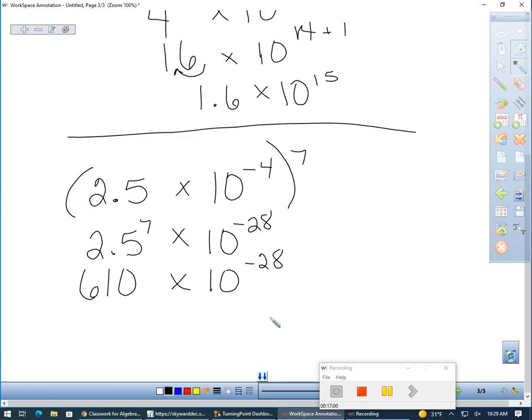All right. Is 610 between 1 and 10? Okay. So the decimal starts here. We move it over 1. We move it over 2. So we get 6.1 times 10. And since it was too big and we moved it twice, what are we doing to the exponent? Adding 2. Negative 26. Yes, I agree. Okay? Any questions? All right.